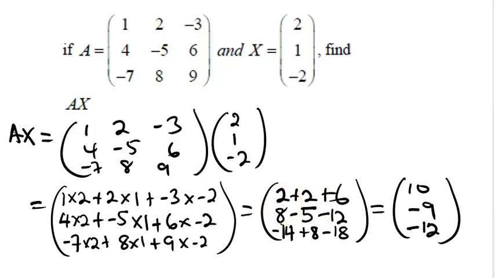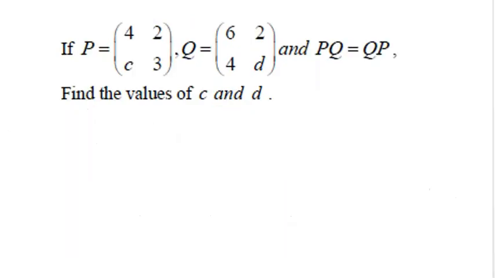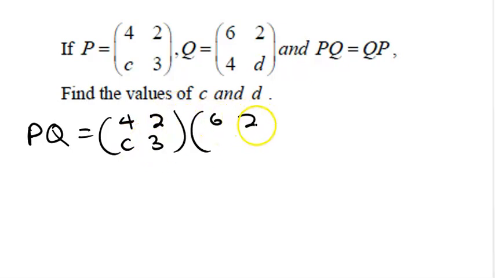There is an application question here that I want us to go through. We have to find the values of C and D if we are given these matrices. First we need to multiply. We have done equality of matrices, so after we have multiplied, we can find C and D. So let's first multiply PQ. That will be [4, 2; 6, 3] times [6, 2; 4, D].